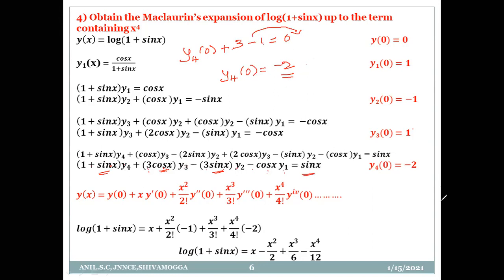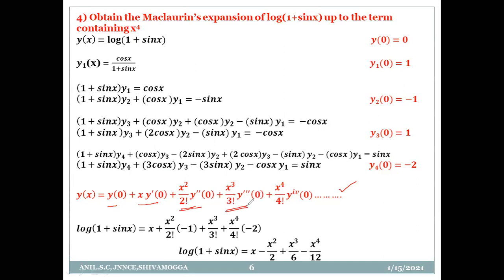Now write the Maclaurin series and substitute. Write the Maclaurin series up to 4th degree and then substitute. Y of 0 plus x into y dash 0 plus x square divided by 2 factorial into y double dash 0 plus x cube divided by 3 factorial into y triple dash 0 plus x power 4 divided by 4 factorial into the 4th derivative at x is equal to 0. Substitute.